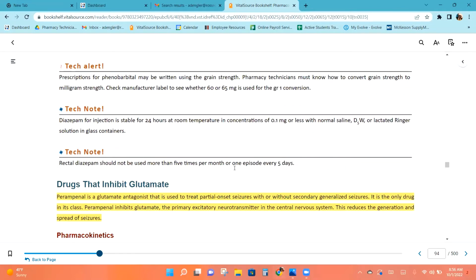Prescriptions for phenobarbital may be written using the grain strength, so we should know how to convert grains to milligrams, and we should check the label from the manufacturer to see if we should use 1 grain is equal to 60 or 1 grain is equal to 65 milligrams. For the most part, the general rule is if it's something to do with Tylenol or aspirin, we use the 65.